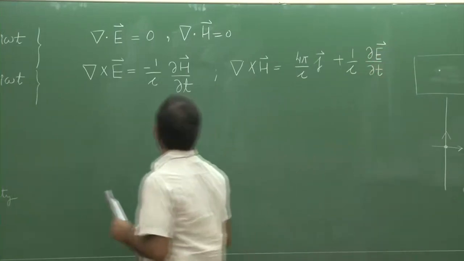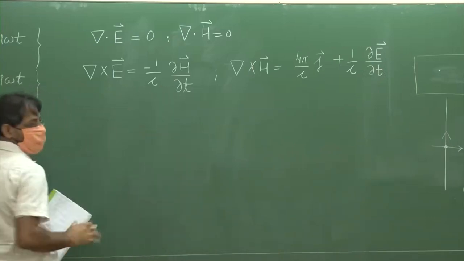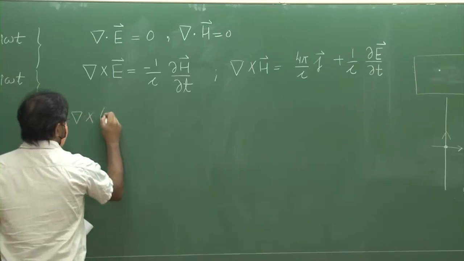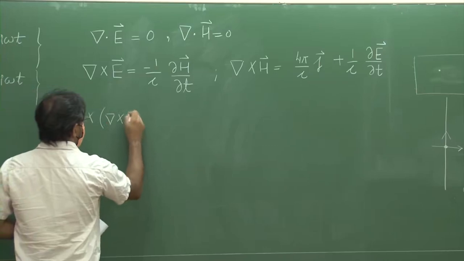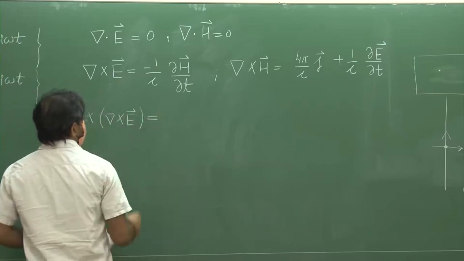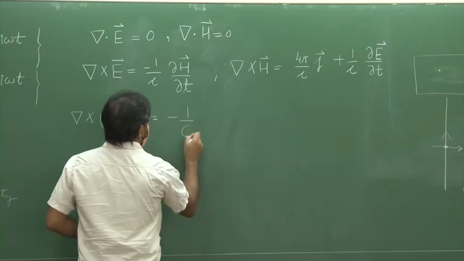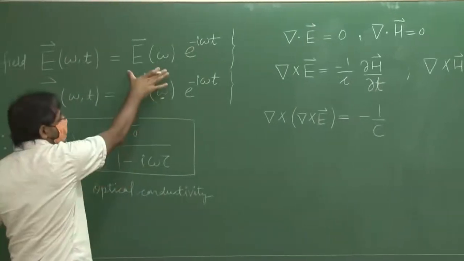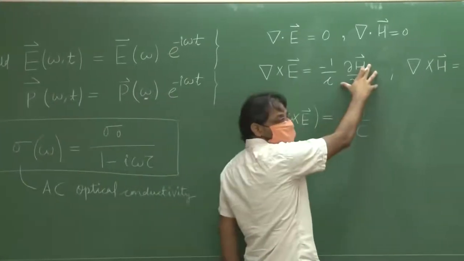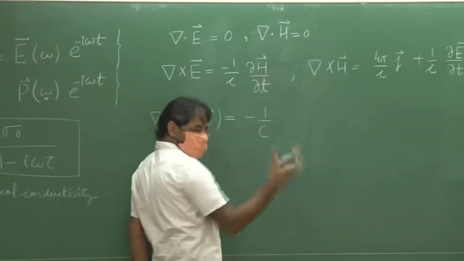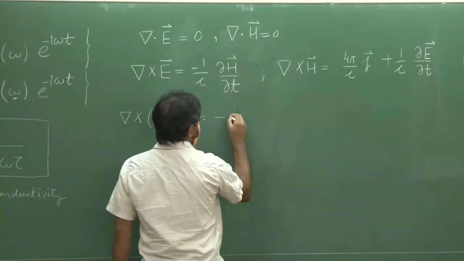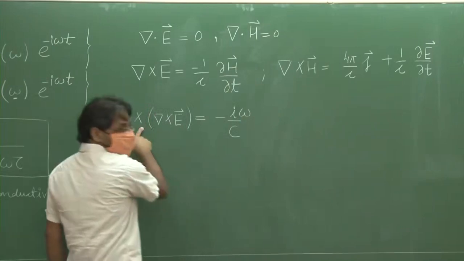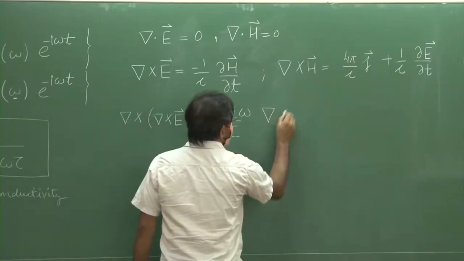We are trying to derive the wave equation in the medium. So, we take the curl on both sides as we do in vacuum. So you take the curl on both sides, so you get del cross E equals minus 1 by C. Now, H will have the same form except that it is perpendicular to the E vector. If you take the time derivative of H, you will get minus I omega H back, right? So, therefore, I can write this as minus I omega H will come back, and since you are taking curl of this whole quantity, it will be curl of H.